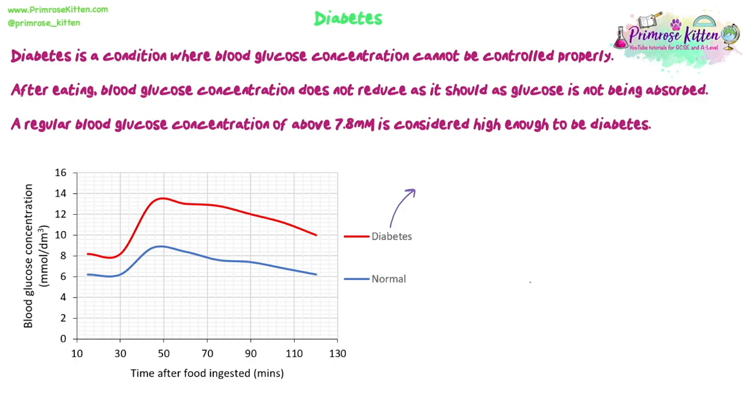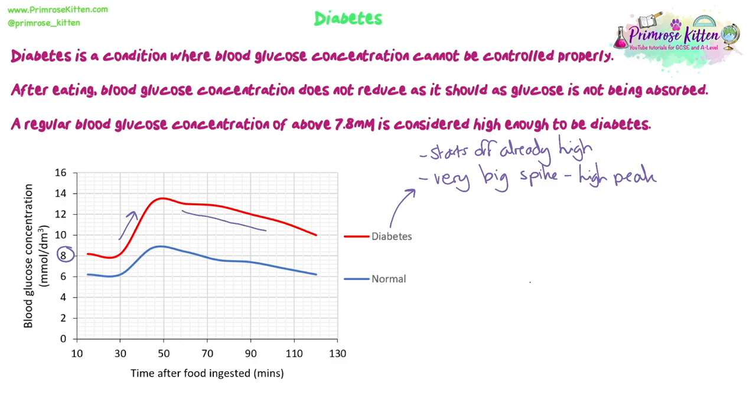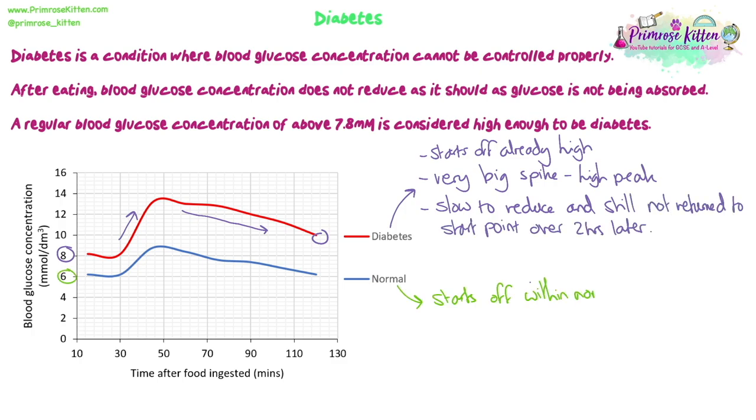Diabetes is a group of conditions where blood glucose concentration can't be controlled properly, and after eating, blood glucose concentration doesn't reduce as it should, as glucose is not being absorbed. A regular blood glucose concentration of above 7.8 millimoles is considered high enough to be diabetes. We've got two blood glucose readings here after they've eaten some food. You've got a really rapid increase in blood glucose after eating the food, and then it's quite slow to reduce.